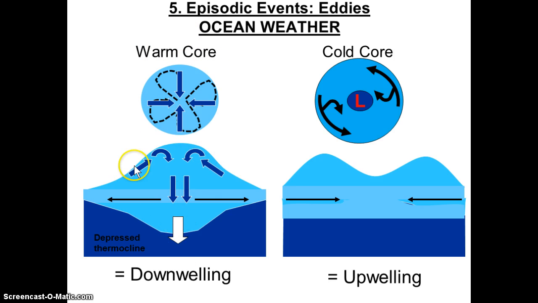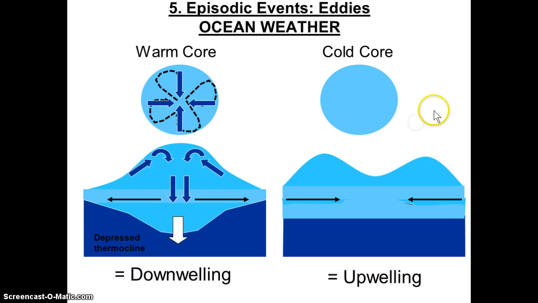Okay, and this action is the reverse of upwelling, and we call it downwelling, right? But the overall effect is to depress the thermocline. Now let's look at the cold core. It's the same dynamics, but in the opposite direction, right?